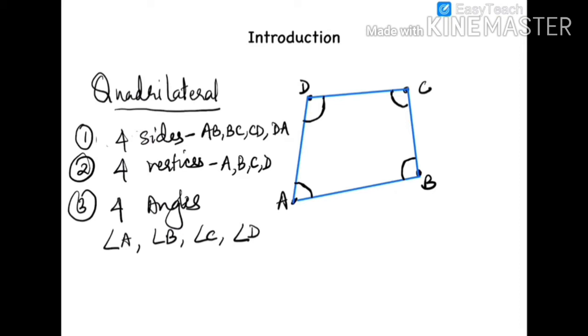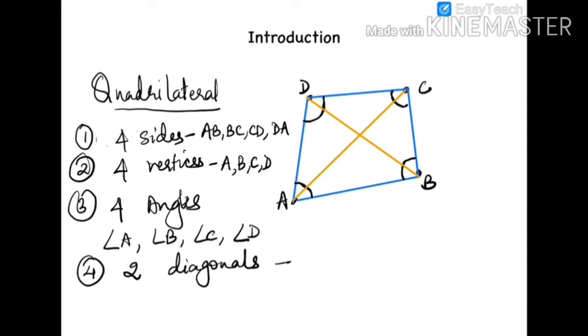Observe that the vertex opposite to A is C and the vertex opposite to D is B. So if we join the opposite vertices, we get 2 lines and these lines are called as diagonals. So a quadrilateral has 2 diagonals, AC and BD.